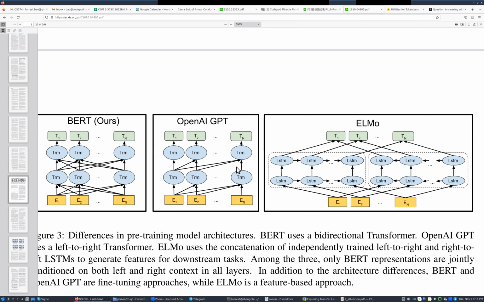GPT is a generative model. GPT uses what's called auto-regressive generation. It's very similar to what we talked about in the sequence-to-sequence machine learning model, where the goal of GPT is to generate tokens based on the previously generated tokens. So in the GPT model, the output only goes from left to right. They do not have to go backward because GPT is a generative model.